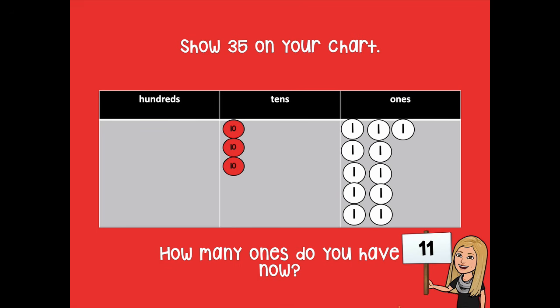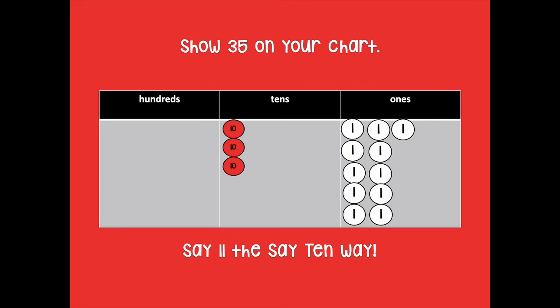Yeah, we have 11 ones, right? We could know that very easily by saying, oh, there's 2 groups of 5 because I only make them in groups of 5. So there's 10 plus 1 more is 11. Say 11 the say 10 way. 1 10 1 1 or 1 10 1.